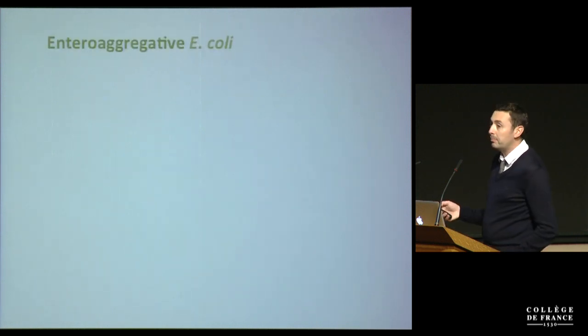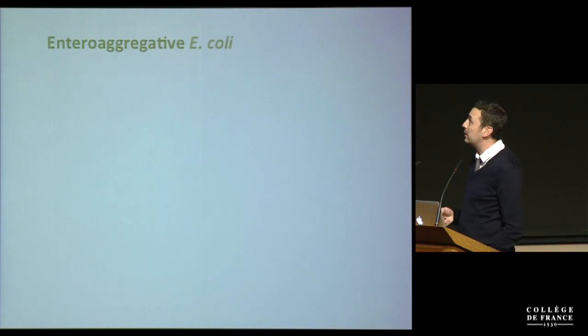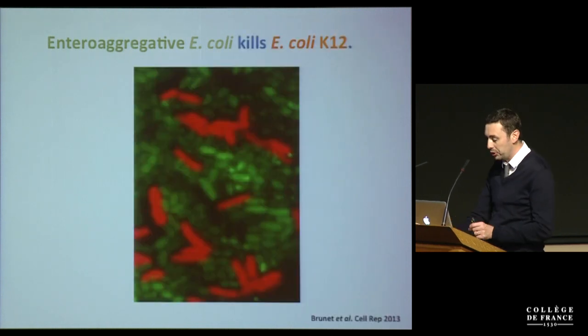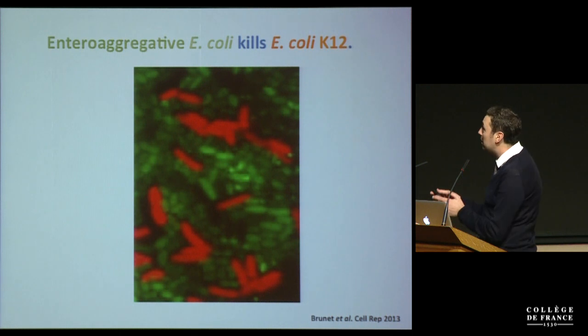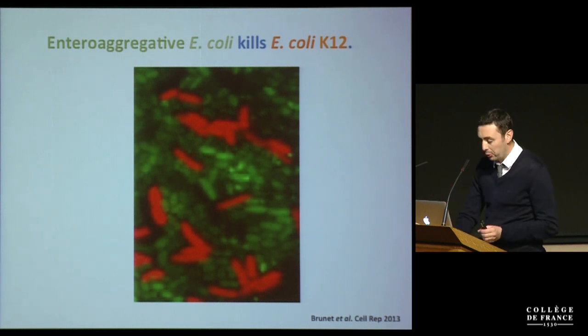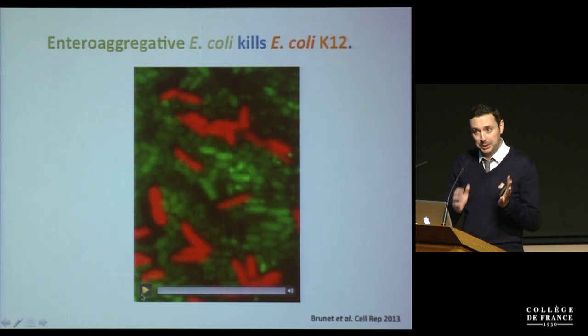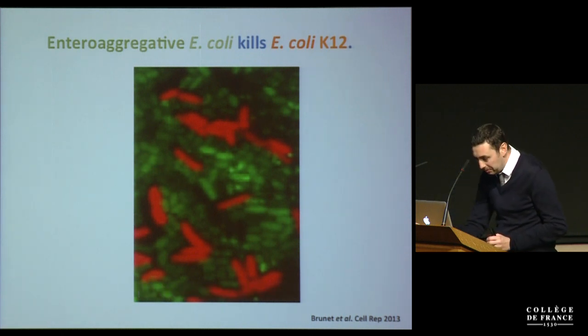The model bacterium we are using in the lab is enteroaggregative E. coli. It's a pathotype of E. coli, and this strain is able to kill E. coli K12. So I will just show you a movie here. K12 E. coli is shown here in red. The movie is something like 50 minutes condensed into 30 seconds.